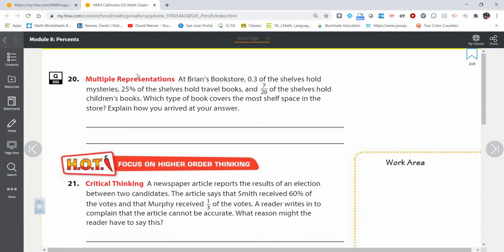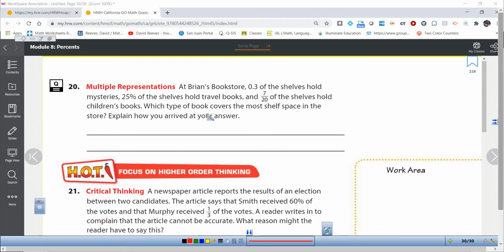All right, it says at Brian's bookstore, 0.3 of the shelves hold mysteries, 25% hold travel books, and 7/20 hold children's books. Which type of book covers the most space? Well, we want to change them to the same form. So we have 0.3, which is a decimal. We have 25%, which is a percent. And we have 7/20, which is a fraction.